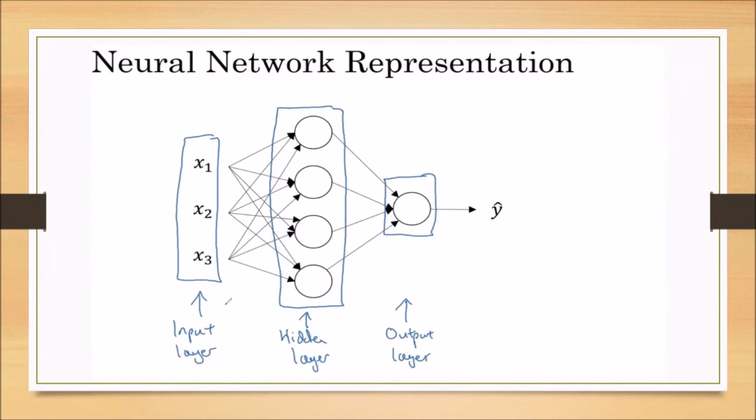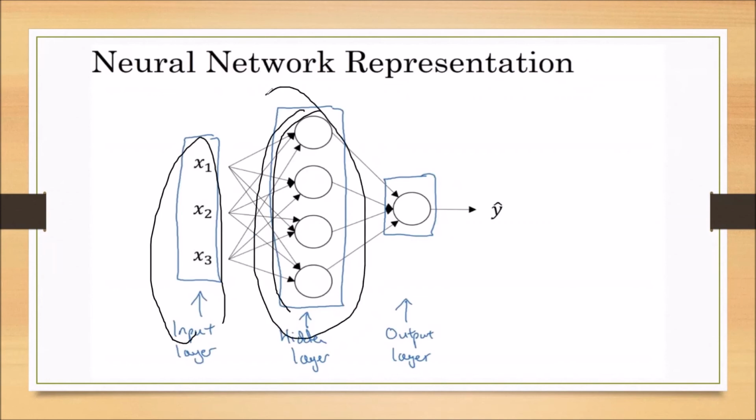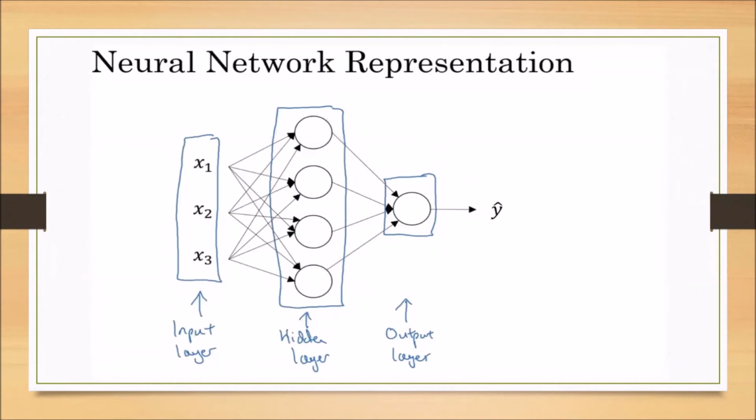As we discussed, this is called the input layer, because in the input layer all input features are there. This is called the hidden layer, because we do not know what is really happening in this layer. And the final one is the output layer. We are getting the predicted output. Remember, this is not the original output.